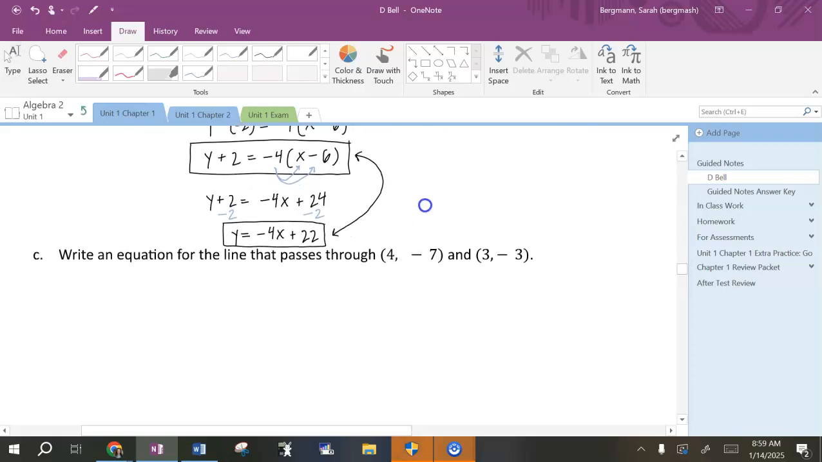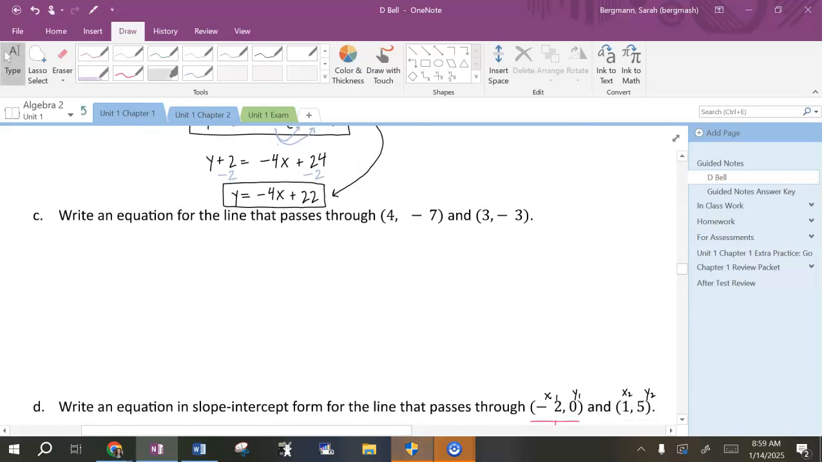All right, now let's do another one. For C, it says write an equation for the line that passes through (4, -7) and (3, -3). So this time, again, we don't have the slope, so we're going to start out with that as our first step. So for this slope, it's going to be -3 minus -7 over 3 minus 4. Minus a negative is the same as adding, so we get -3 plus 7, which is 4. And the denominator, we have 3 minus 4 is -1. 4 over -1 is -4.